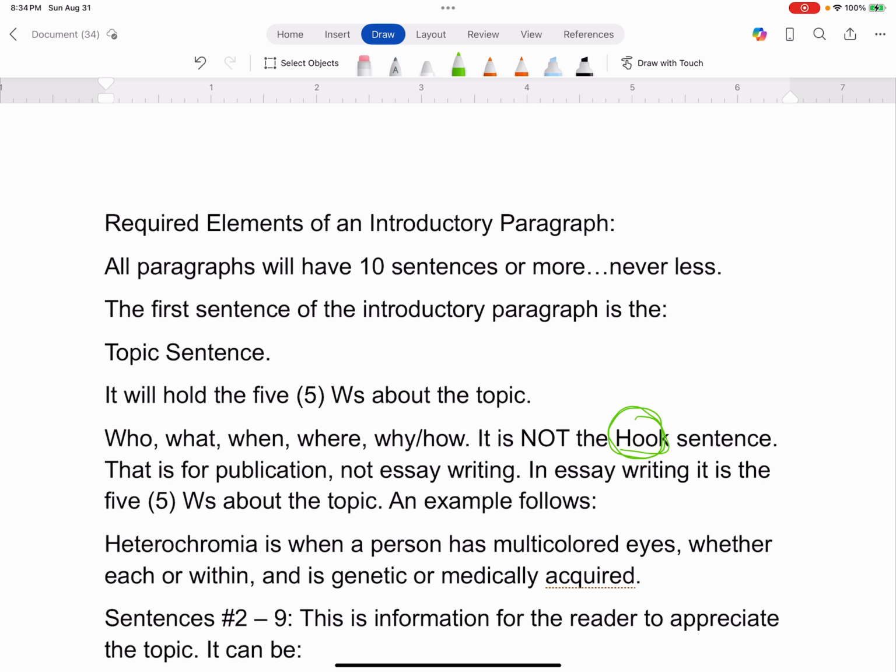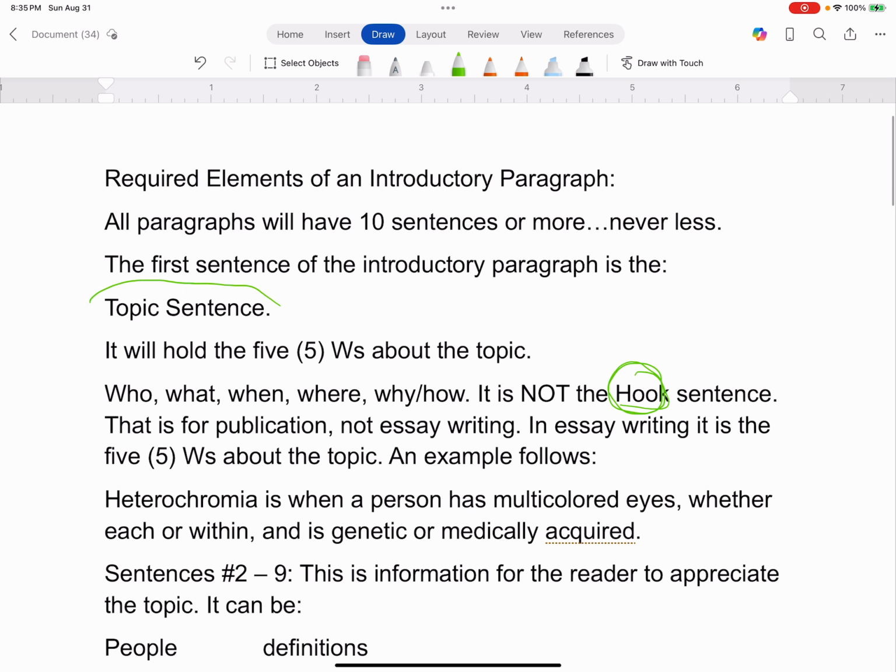Writing a hook sentence is for when you're writing for publication and you want to hook the public into reading the full magazine article. An essay for college is written for ease of grading. So the professor grading your essay should be able to read the first sentence and tell whether or not you are on topic. And so the first sentence of the introductory paragraph is the topic sentence.